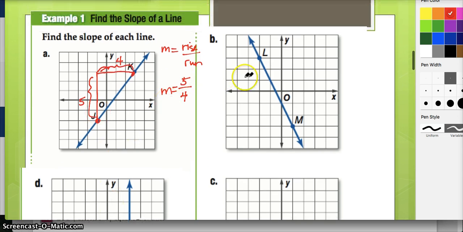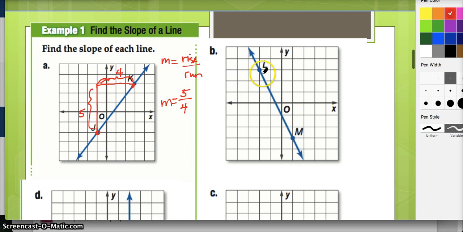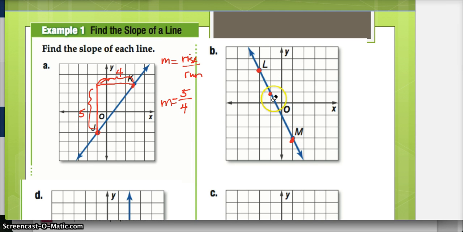We're not going to go down. We're going to go to the right to B. Again, I can choose any points. They gave us specific points, so I'm going to use those. But I could have chosen this point here, right? Or any point that I can definitely tell the value of its coordinates.